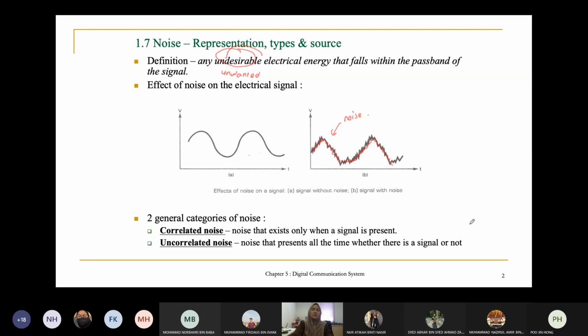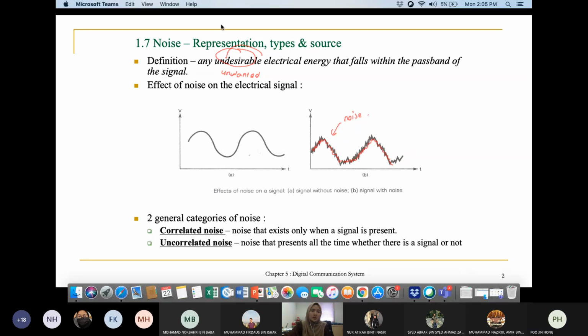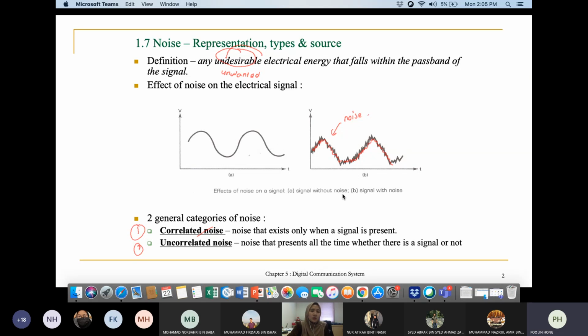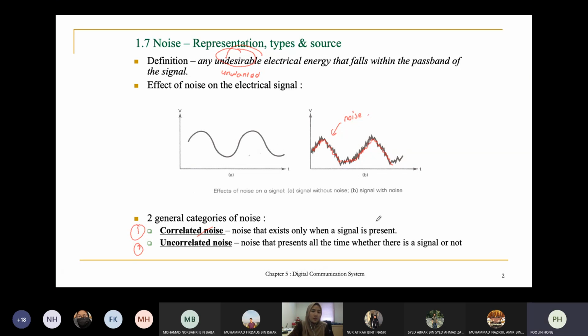Okay. So basically, noise can be divided into two. The first one is correlated noise, and the second one is uncorrelated noise. So what is the difference? Correlated noise exists only when a signal is present. Okay, it exists when a signal is present. Compared to uncorrelated noise, where the noise is present all the time, whether there is a signal or not.